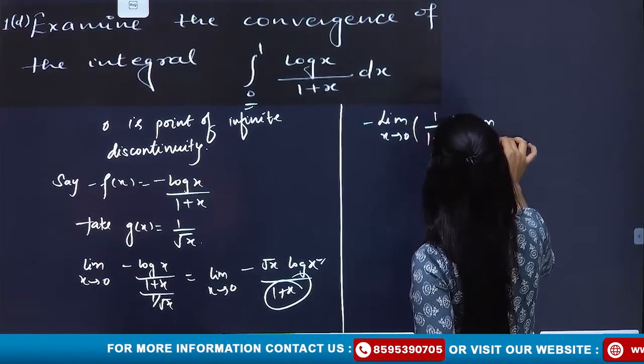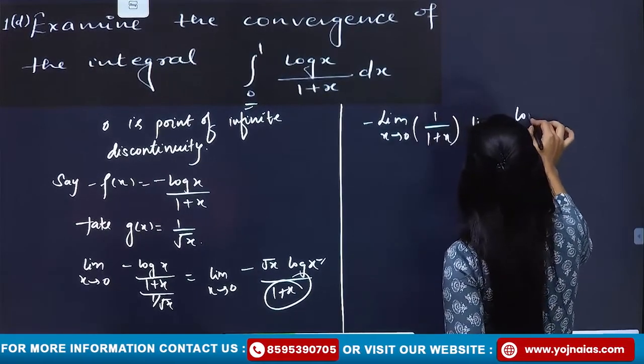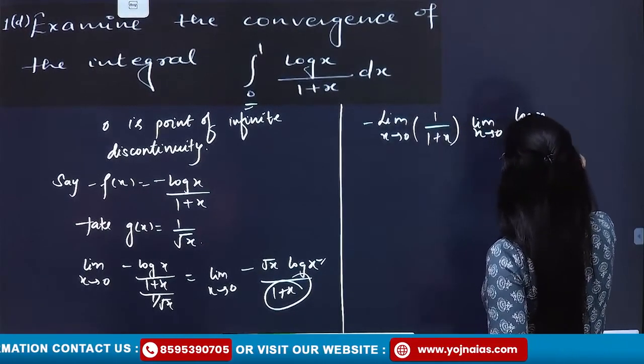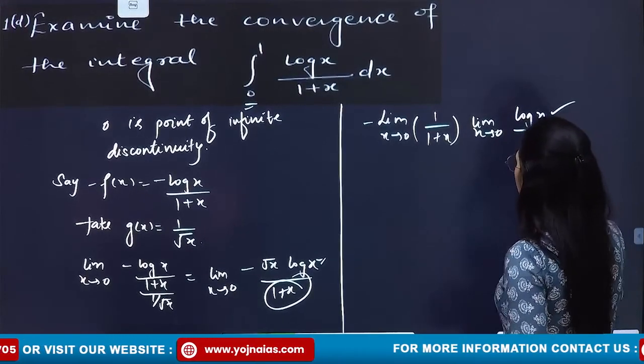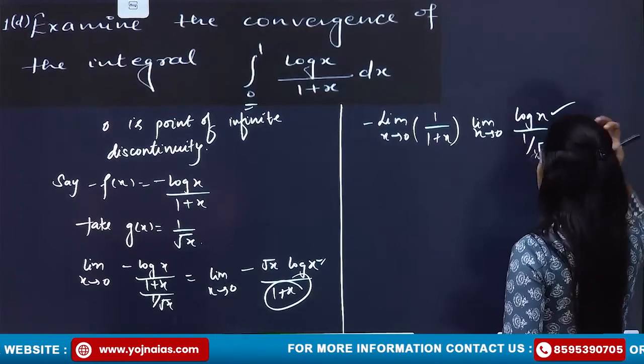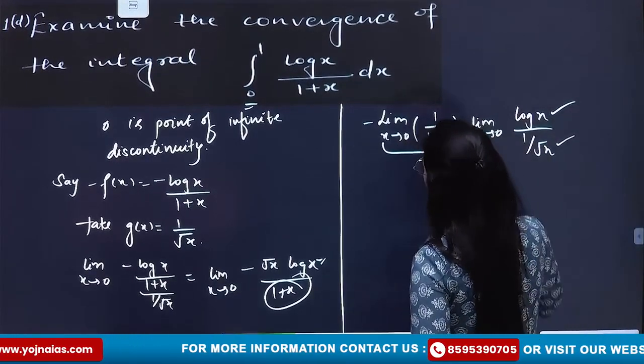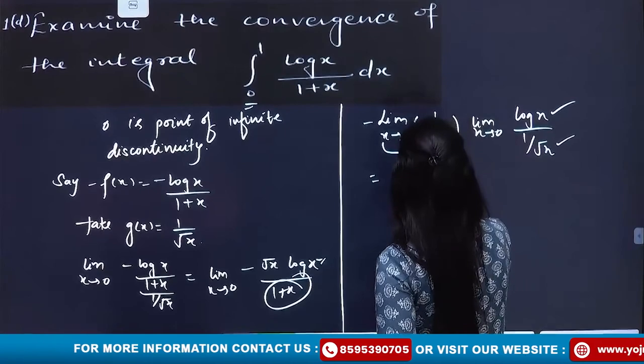The limit as x approaches infinity, I can write this as log x over 1 by root x. Now the upper portion is finite and the lower portion is also infinite, and hence it is infinity by infinity, which is indeterminate, and this is going to be 1. We are left with minus log of x.